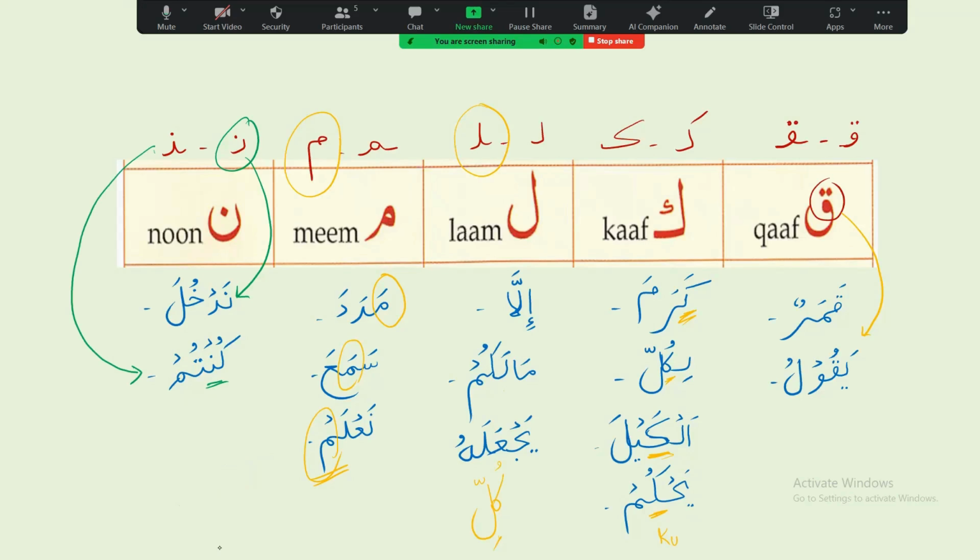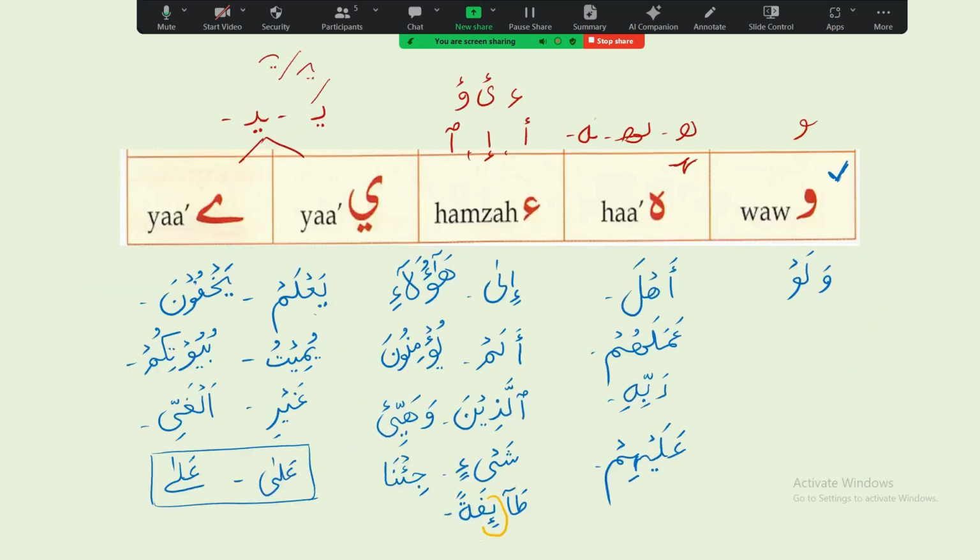For Noon, sisters, when it comes at the end, we will have it in its actual shape, like manna. When Noon comes at the end, it is very simple. Manna. Okay, let's move on to the last row that we will, inshallah, do today.